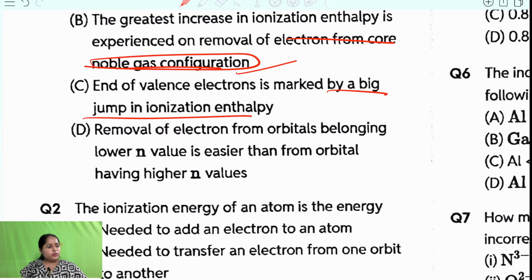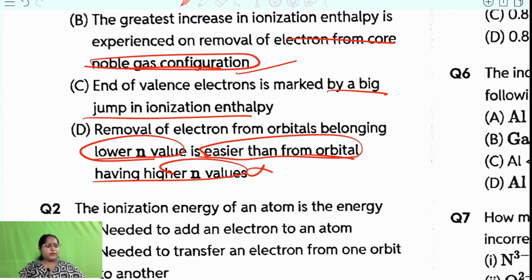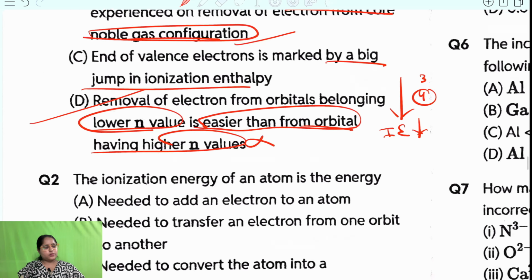Removal of an electron from an orbital belonging to a lower n value is easier than from an orbital having a higher n value. Very wrong. Just now I have told you, down the group ionization energy decreases. So, let us say third period and fourth period. Fourth period will be easier, no? Higher n will be easier to remove. Okay. So, D is the incorrect option.